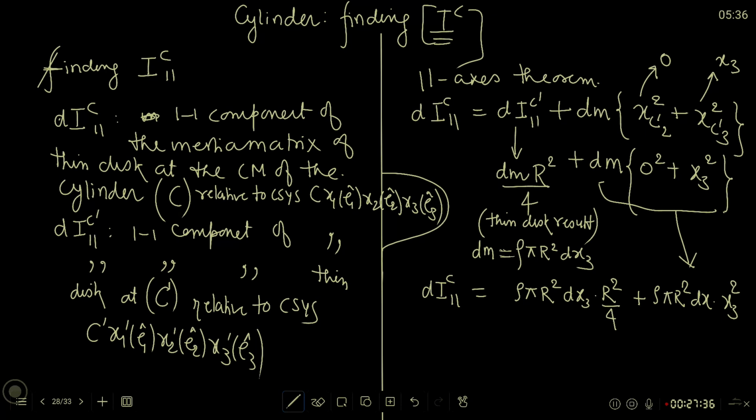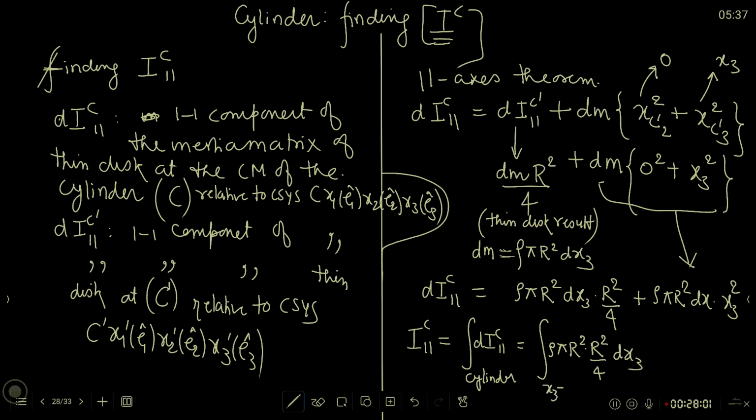Once we have this expression, we are going to find IC11 for the whole cylinder as integration over the whole cylinder, and that will have two contributions, where x3 will go again from minus L by 2 to plus L by 2, first term, and then rho pi r square x3 square dx3 going from x3 minus L by 2 to x3 plus L by 2.